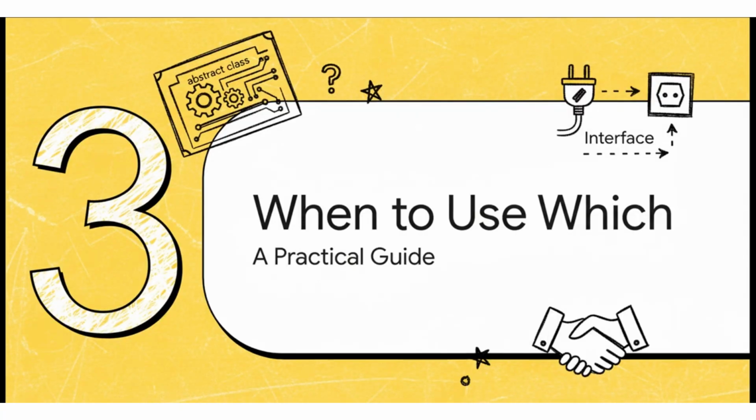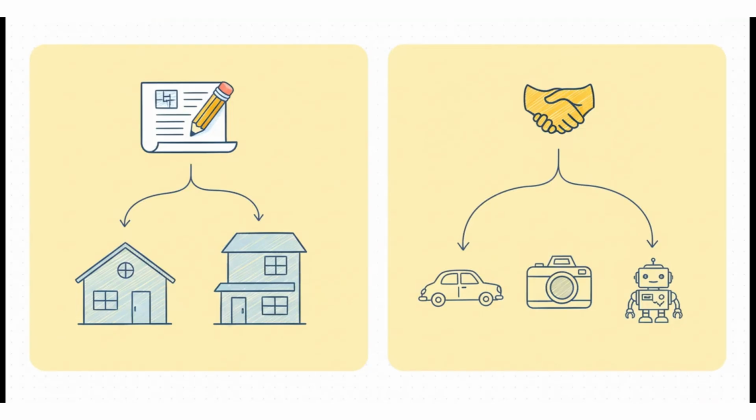All right, we've defined the blueprint, we've defined the contract. Now for the main event, the final showdown. This is the practical, no-nonsense guide you've been waiting for. When do you use an abstract class, and when do you reach for an interface? Okay, let's make this super simple.